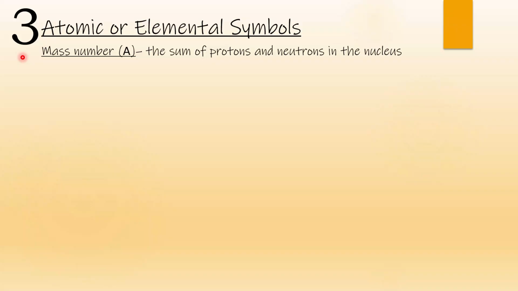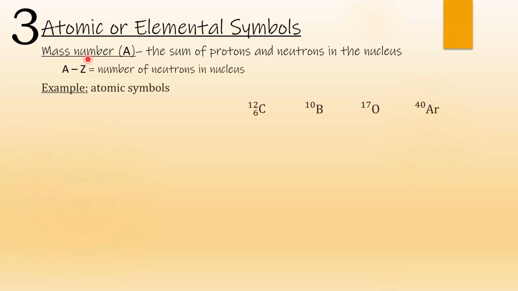Now, another term that we can introduce here is mass number, which we give the symbol A. What this is, is the sum of protons and neutrons in the nucleus. So if A is the sum of protons and neutrons in the nucleus, and remember Z is the atomic number, or the number of protons at the nucleus, that difference is going to give me the number of neutrons in the nucleus. So as an example, here are some atomic symbols.